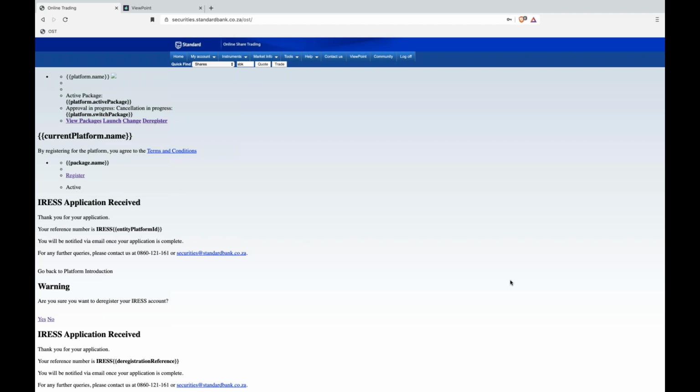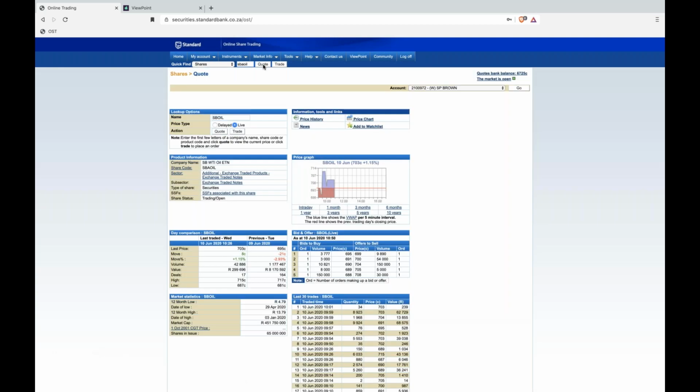Shiraz, explain an ETN and how do you trade it? So an ETN, you would trade exactly like anything else. Here is SBA Oil, which is an ETN. It tracks the West Texas Intermediate. It's issued by Standard Bank, and it is an ETN. You would trade it as per normal.